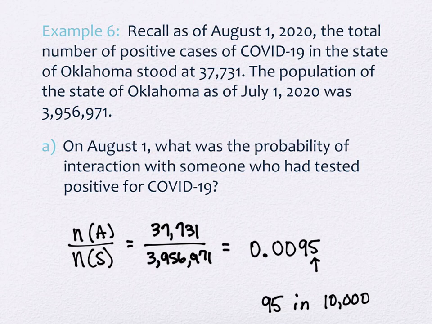It's almost 1 in 100, and so this is less than 1%. I think I said 1 in 1,000 earlier, but I meant 1 in 100. So this is approximately 1 in 100, so less than 1% that this person you talked to had it.